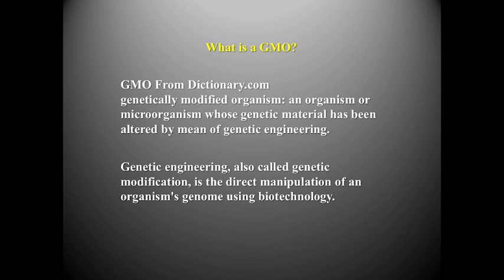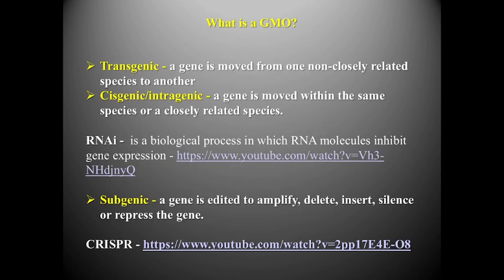GMO means genetically modified organisms whose genetic material has been altered by genetic engineering, also called genetic modification and manipulation of organisms' genes through biotechnology. We already discussed this. There are transgenic, cisgenic, and intragenic, which involve addition, deletion, and alteration; these three categories are there. Transgenic means a gene is moved from one non-closely related species to another species. That means a gene is extracted from one species and placed in another species. This is called a transgenic species.